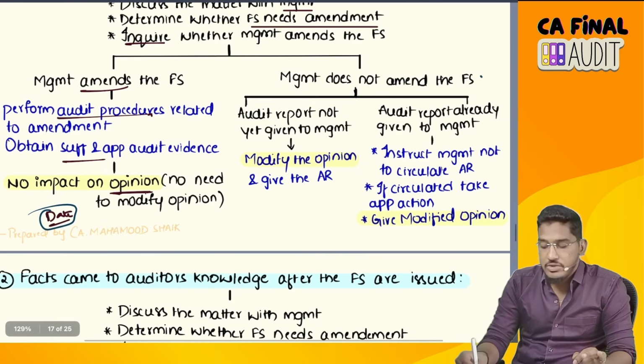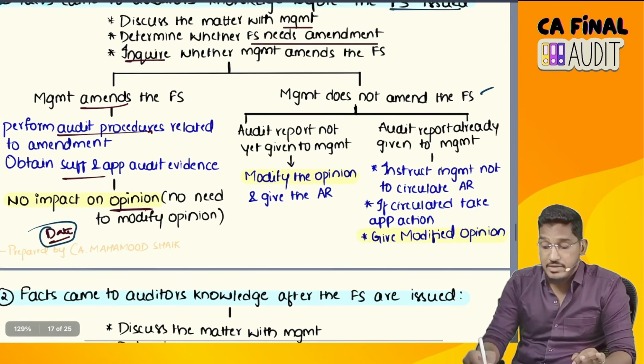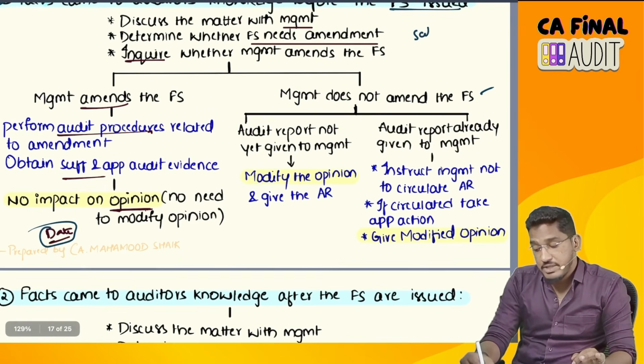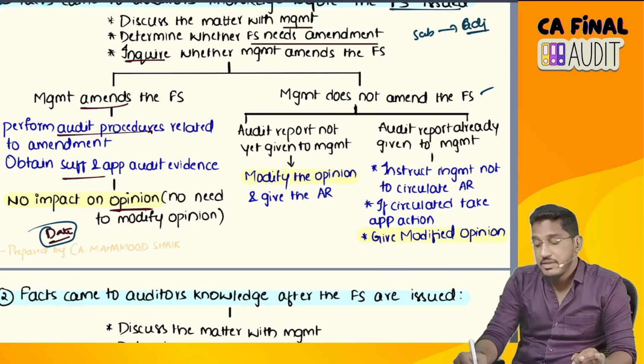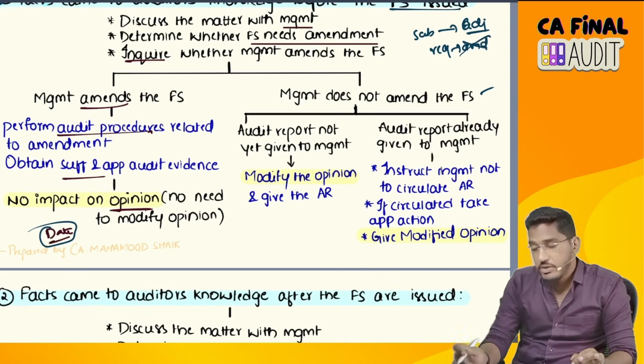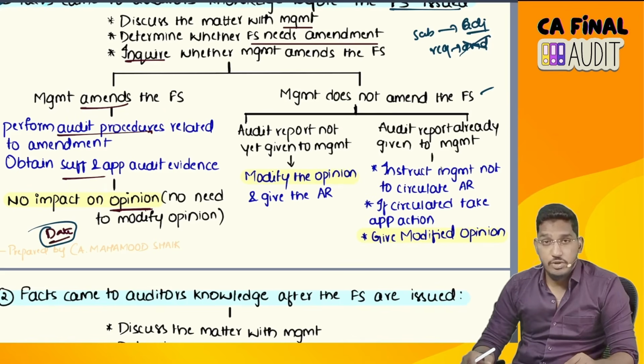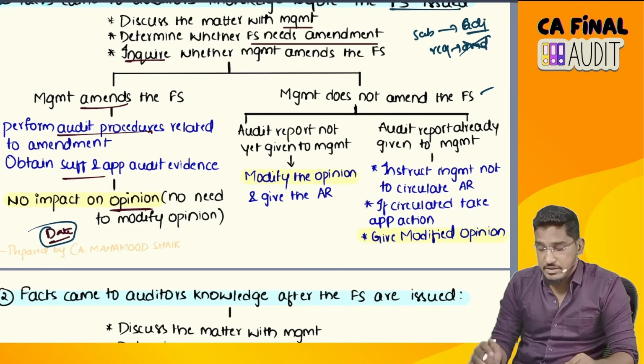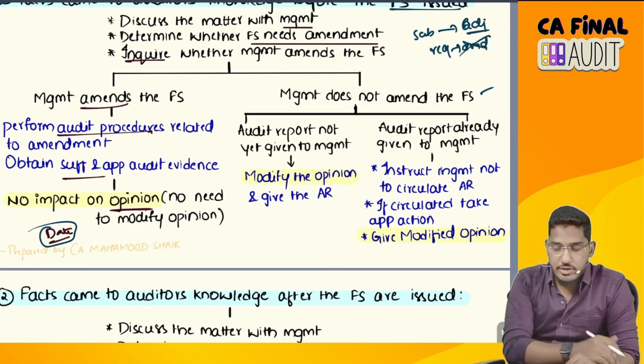Sir, what if management does not amend the financial statements? This is a problematic scenario. You have got to know about the subsequent event. You determine that the event needs adjustment in the financial statements. I requested the management to amend the financial statements. Management told, no, we will not amend the financial statements. Now what should we do? If the management does not amend the financial statements, here also there could be two scenarios.